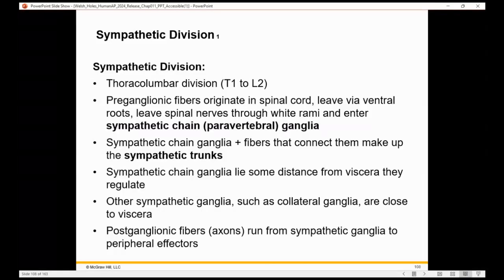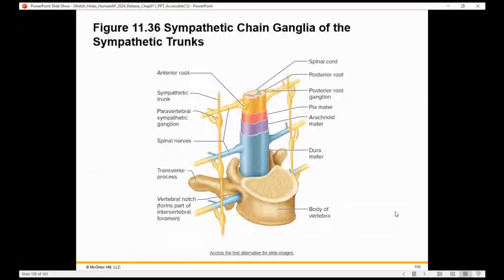The sympathetic chain ganglia lie some distance from the viscera they regulate. Other sympathetic ganglia, such as collateral ganglia, are close to the viscera. Postganglionic fibers, or axons, run from the sympathetic ganglia to the peripheral effectors. This figure shows you the sympathetic chain ganglia of the sympathetic trunks.